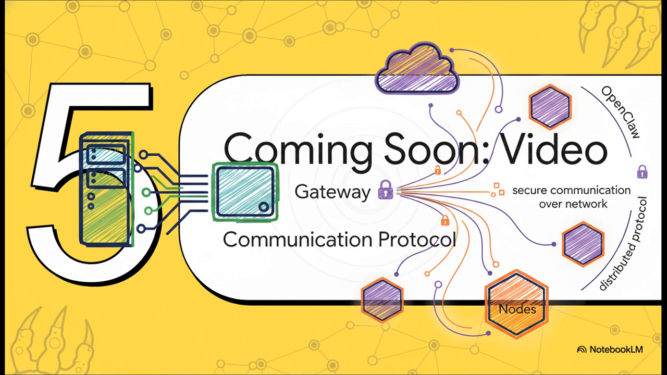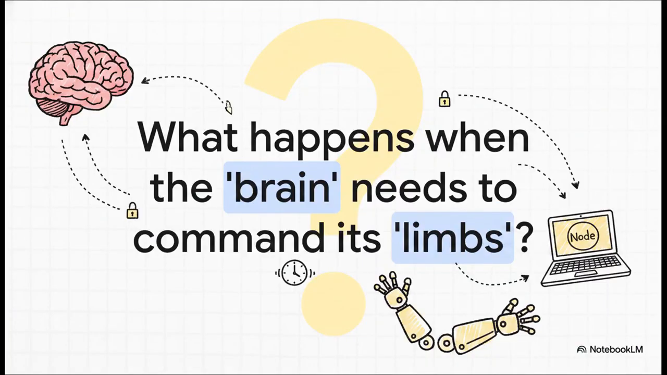So this high-level overview really sets the stage for what's next. We've established the two main parts, the gateway and the nodes. But how do they securely talk to each other over a network? Well, in our next explainer, we're going to dive deep into that exact topic, the communication and distributed protocol. So I'll leave you with this final thought. What actually happens when the gateway, the brain, needs to tell a node on your laptop, one of its limbs, to read a file or run a command? We're going to break down that entire secure real-time conversation next time.